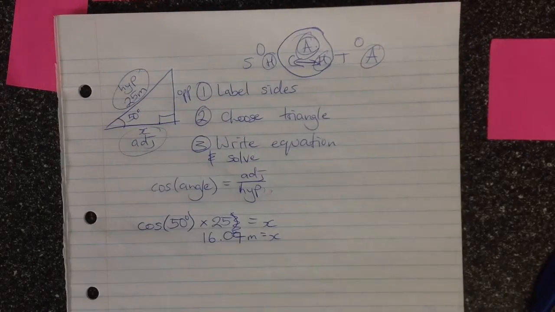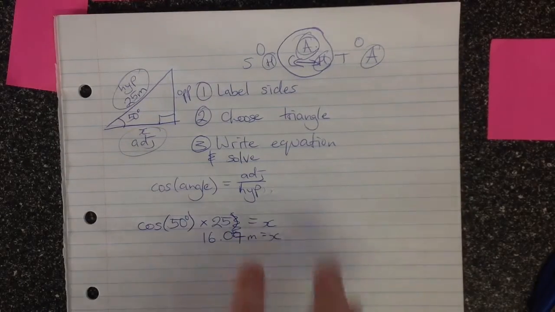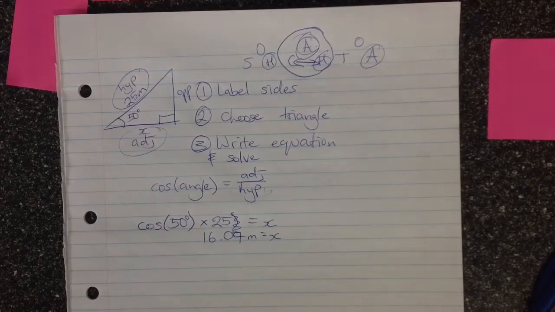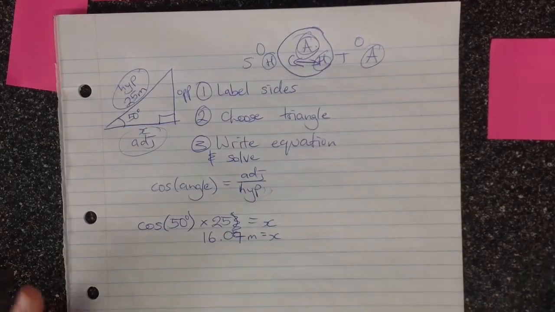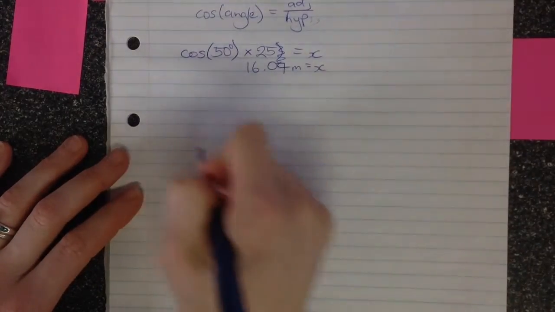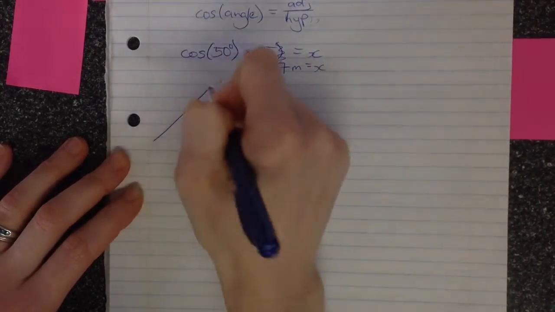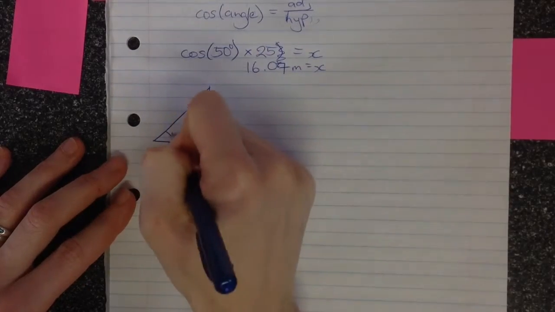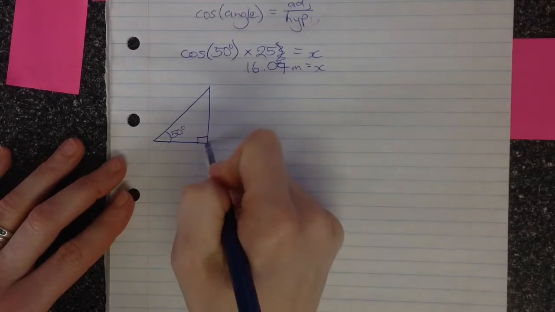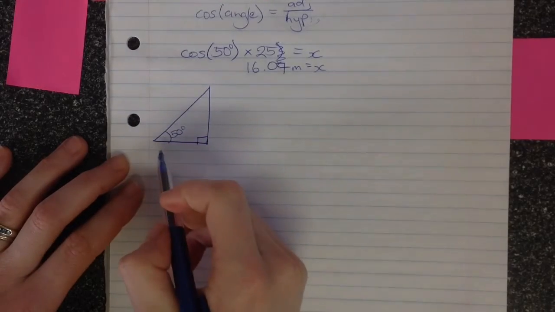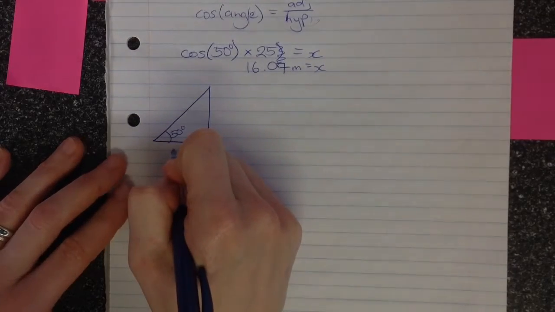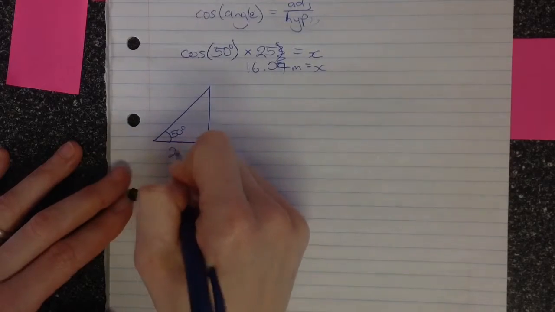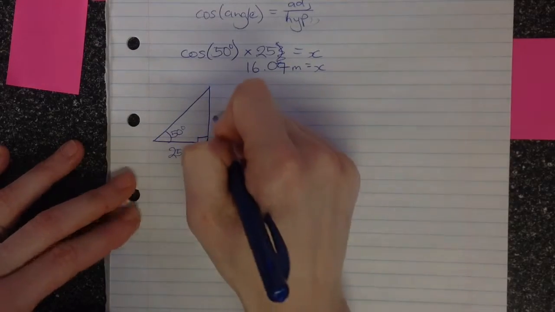In the last lesson I showed you how to use cosine, and the lesson before that I showed you how to use sine. This lesson is going to be how to use tan. So I'm going to change the kind of triangle I use. It's still a right angle triangle. It's still going to have this side being 50 degrees, but now I know the adjacent side is 25 meters. And I don't know this side.